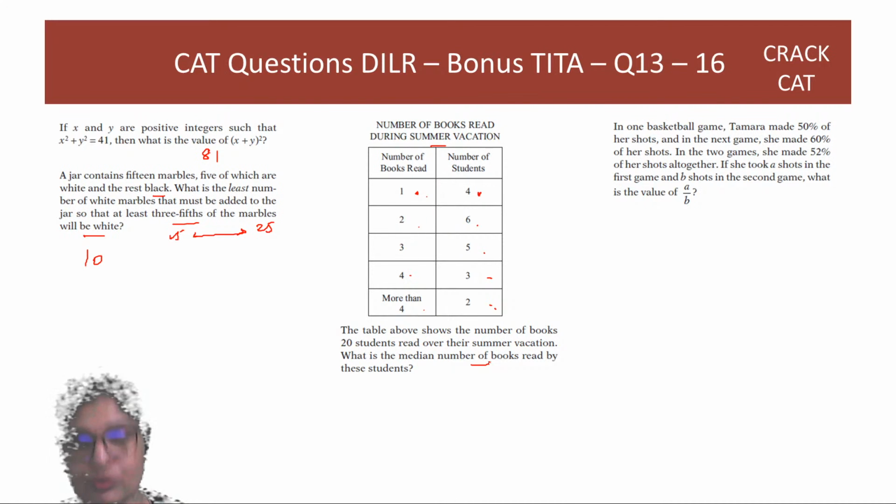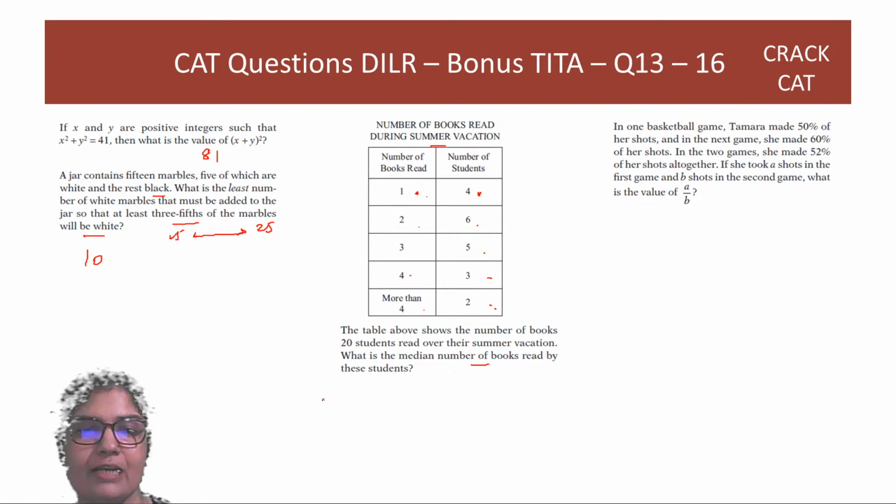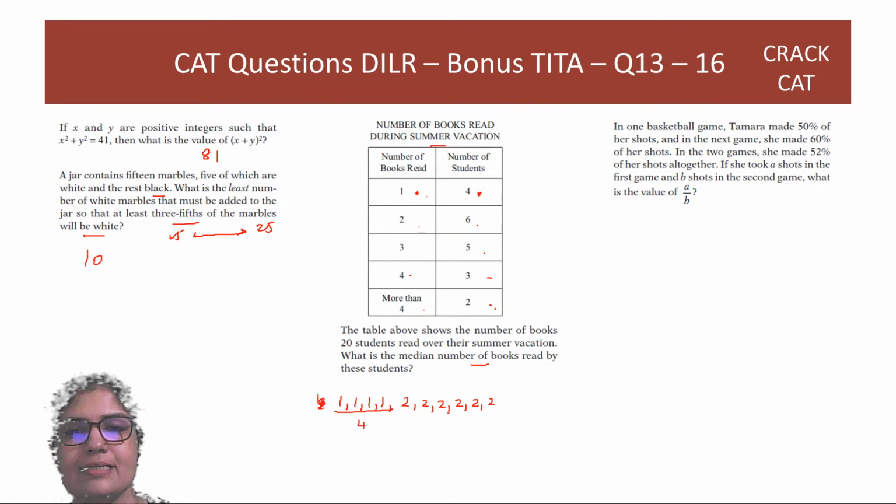So to find the median, you have to arrange them in ascending order. And there are 20 students. So the middle two values, which is the 10th and 11th value, you have to take the mean of. So 4 students reading one book. This takes care of 4 students. Then next 6 reading 2 books. And then you have next 5 reading 3 books. So the 10th student has read 2 books. The 11th student has read 3 books. So median number of books is 2 plus 3 divided by 2, which is 2.5 books.